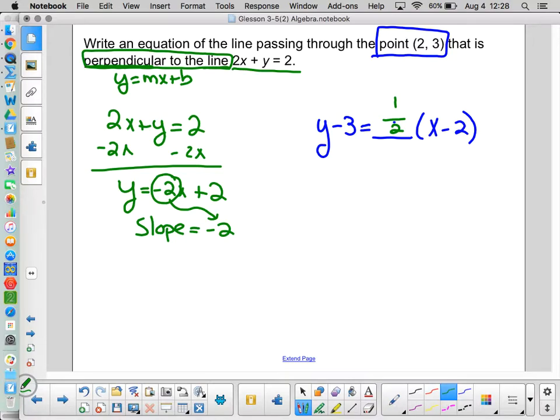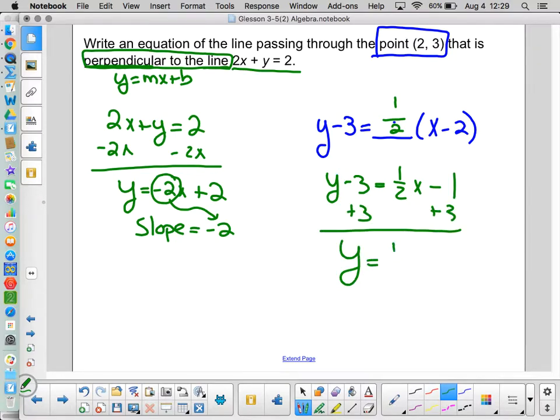To finish my problem, I now distribute and combine terms. So y minus 3 is 1/2 x minus 1. And then add 3 to each side. I get y equals 1/2 x plus 2. That's the equation of my perpendicular line going through that particular point.